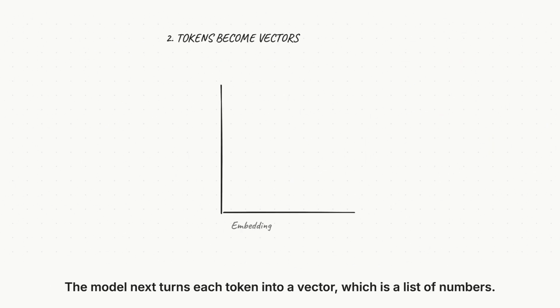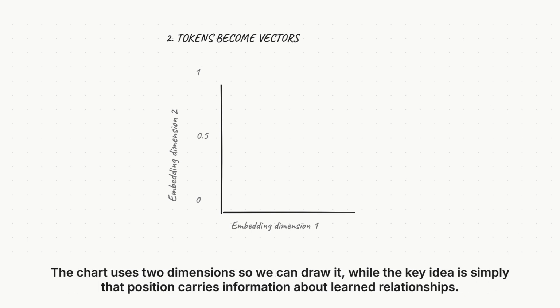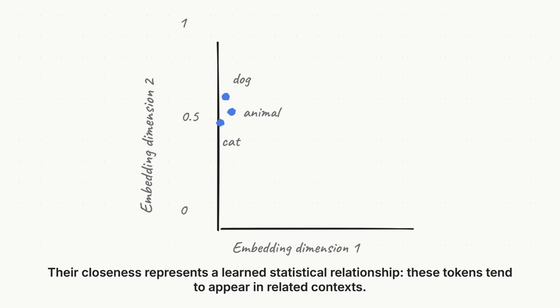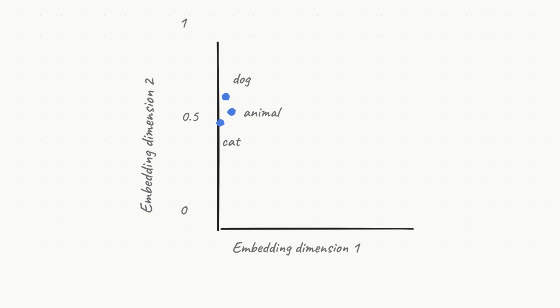The model next turns each token into a vector, which is a list of numbers. That numerical representation is called an embedding. The chart uses two dimensions so we can draw it, while the key idea is simply that position carries information about learned relationships. The points for dog, cat, and animal sit close together. Their closeness represents a learned statistical relationship. These tokens tend to appear in related contexts. The embedding therefore gives later stages more useful information than an arbitrary token label would.